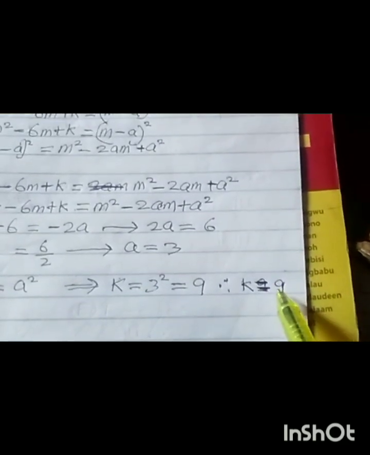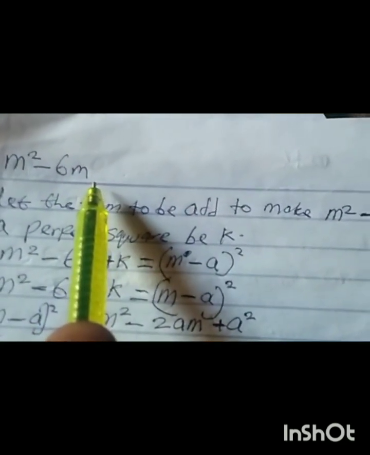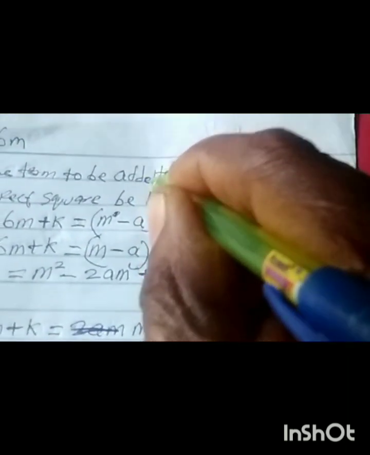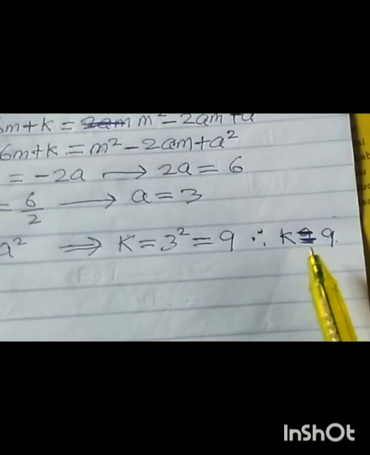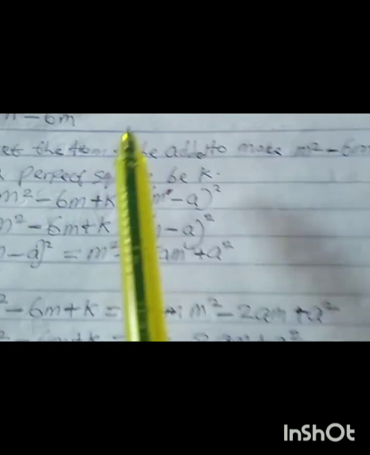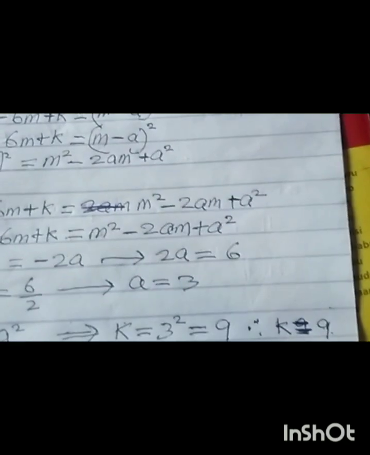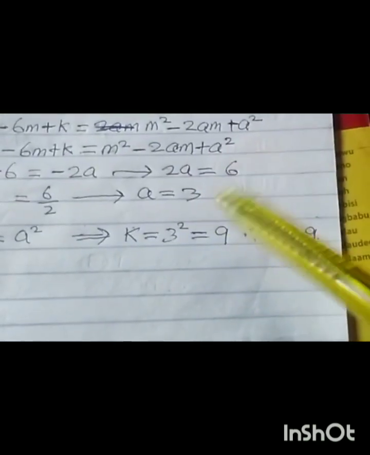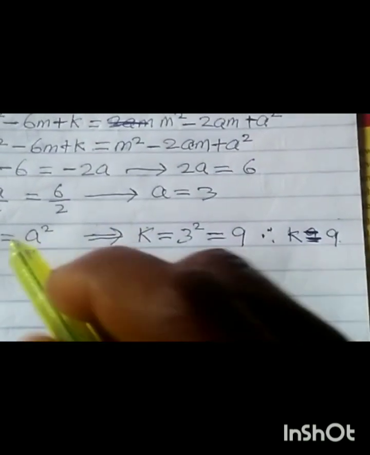So that means the constant term, the term that should be added to m squared minus 6m to make a perfect square, is 9. Because from here we say let the term to be added to make m squared minus 6m a perfect square be k. Now from all these manipulations, we have gotten the constant term, which is k, to be 9. The constant term to be added to the original expression, m squared minus 6m, to make it a perfect square expression is k, and that k is 9, right? So now let's add it and see.